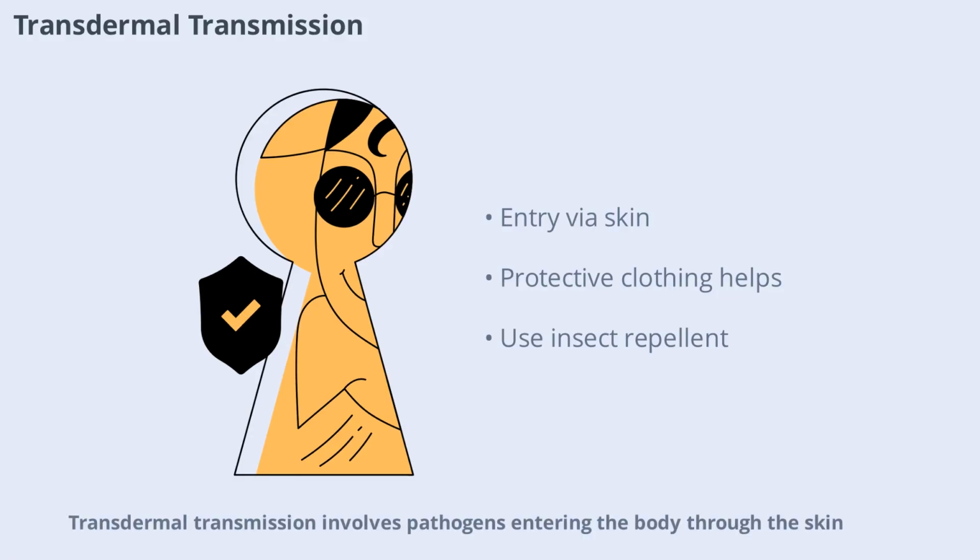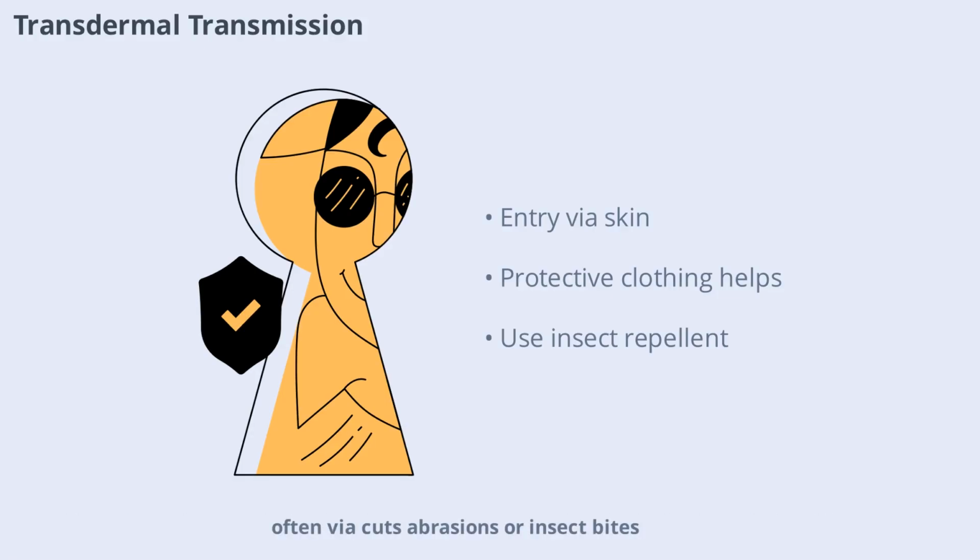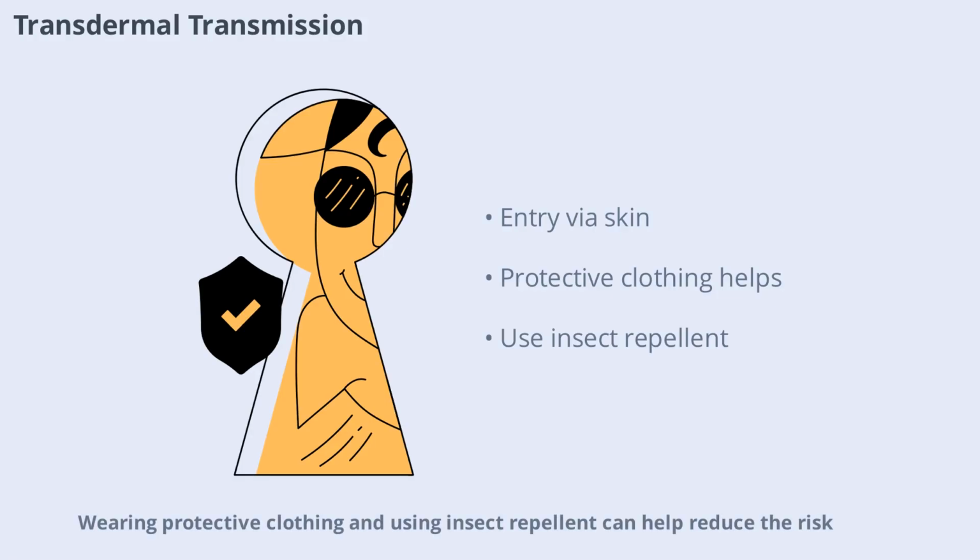Transdermal transmission involves pathogens entering the body through the skin, often via cuts, abrasions, or insect bites. Wearing protective clothing and using insect repellent can help reduce the risk, especially in areas with high vector-borne disease rates.